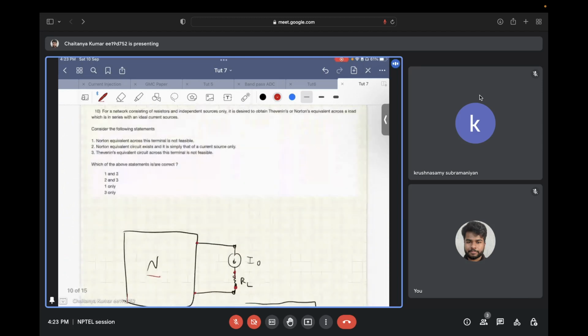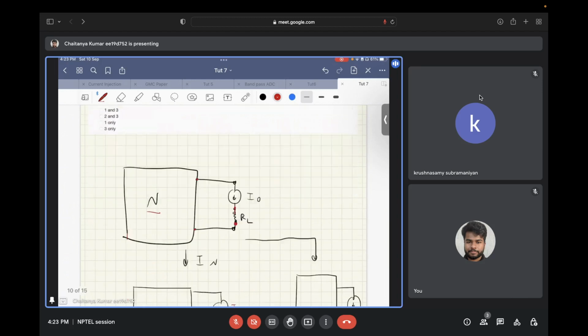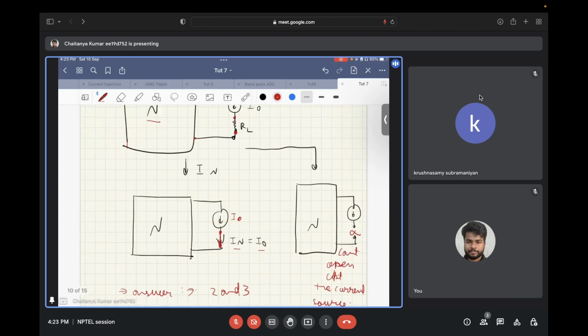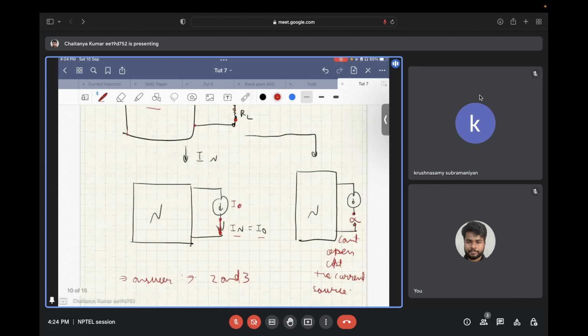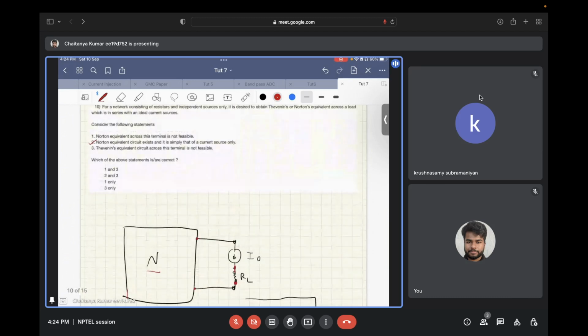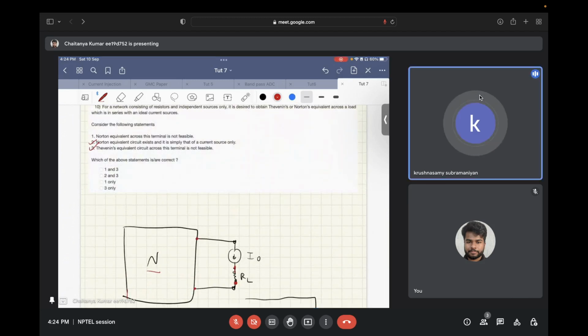So the second statement, that Norton equivalent exists and it is simply equal to the current source, is correct. Now, the second part: if you try to open circuit this, that is not possible because you cannot open circuit anything in series with an ideal current source. So Thevenin equivalent of this circuit is not feasible. The correct statements are statement 2 and 3. Any doubt in this? No, it's clear.